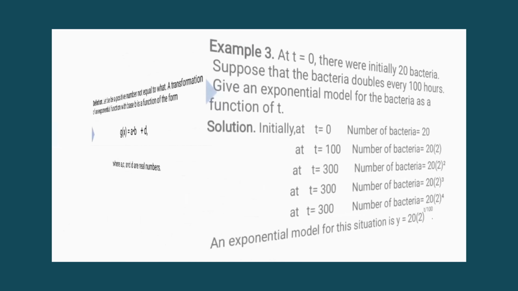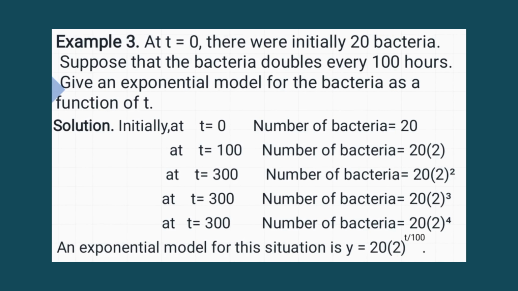Now let's have example number 3. At t equals 0, there were initially 20 bacteria. Suppose that the bacteria doubles every 100 hours. Give an exponential model for the bacteria as a function of t.